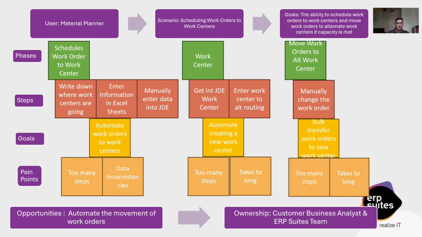What pain points are we trying to solve? And as you can see, too many steps, data inconsistencies when inputting that data in JD Edwards for the first one. The second one is too many steps again, and then it takes way too long. There's confusion as well when trying to move certain work orders to work centers. And then lastly, it just really compounds on itself, right? Too many steps, takes too long. So you can kind of see how we map these out.